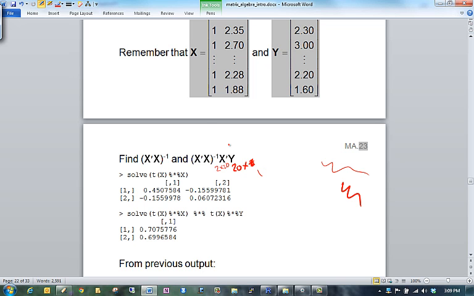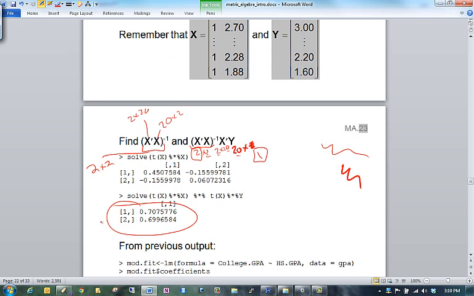Now remember, X itself is 20 by 2. The transpose of X is 2 by 20. So the whole thing here is 2 by 2. Notice how the correct numbers that we need line up, and what I end up with is a 2 by 1 vector. So when I take the transpose of X times X, invert it, times X transpose times Y, I get this right here.